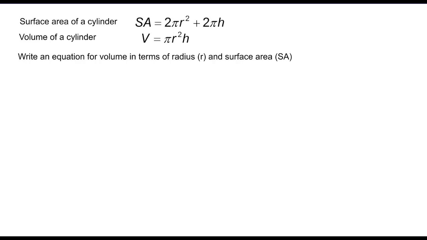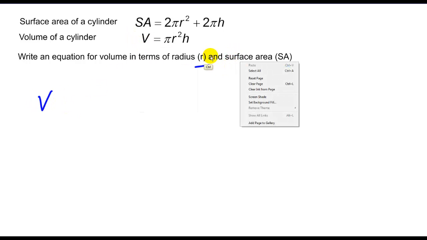So here's a couple literal equations, one for surface area of a cylinder, one for volume of a cylinder. And the problem asks us to write an equation for the volume in terms of the radius and the surface area. So what the heck does that mean? It means basically we're going to solve for V so that I only have R and H in my answer.